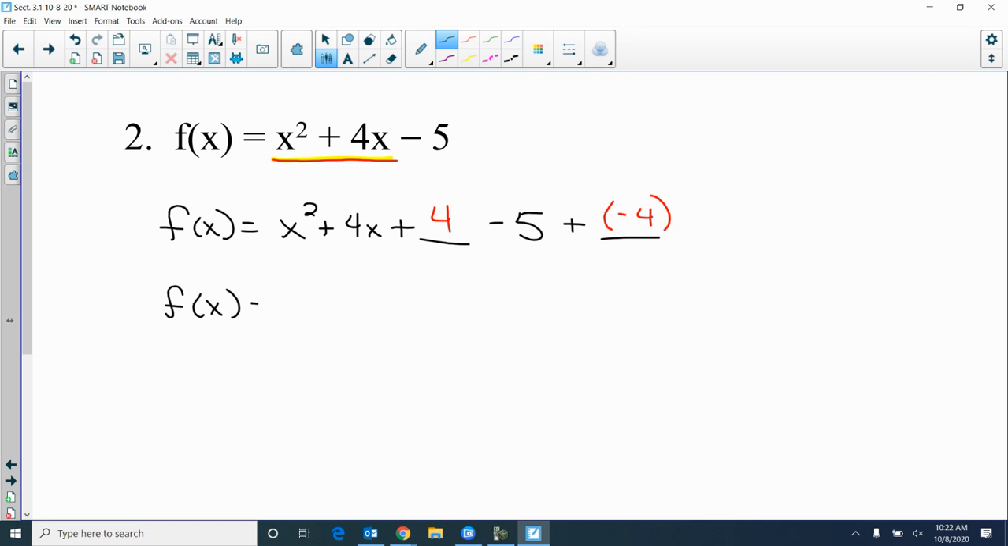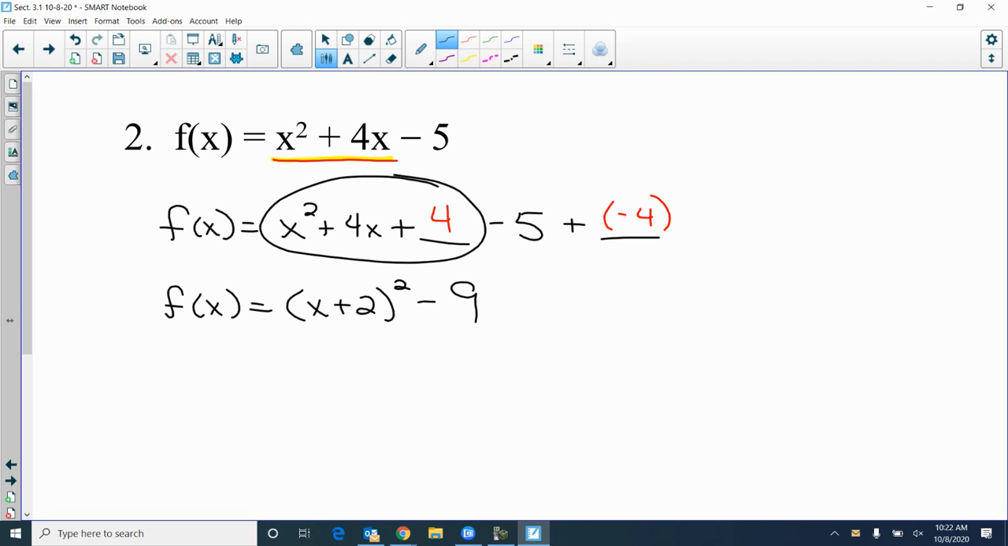So f of x equals, now factor that trinomial, and it's going to factor into x plus 2 squared, and then you just get -9. Now do we know the vertex? Yeah, we got it in that form. I just pull the vertex out. It is -2, -9. So my vertex is -2, -9. If it's in ax squared plus bx plus c form, I'm going to complete the square. I'm going to create a quantity squared. That'll give me the x coordinate of the vertex.